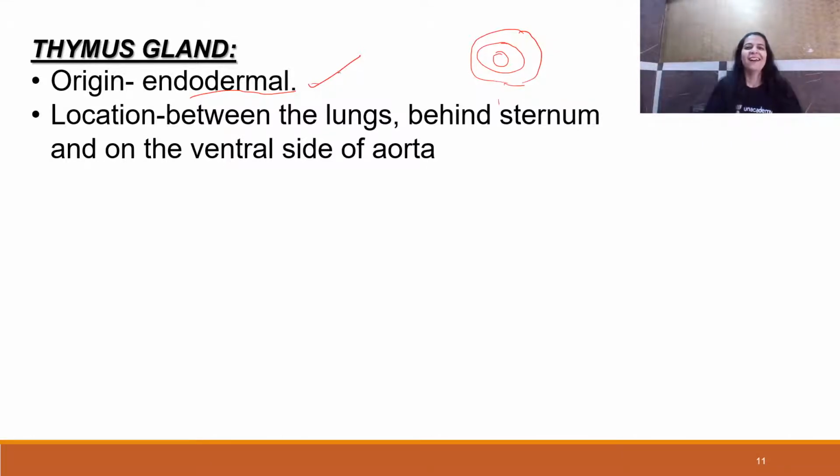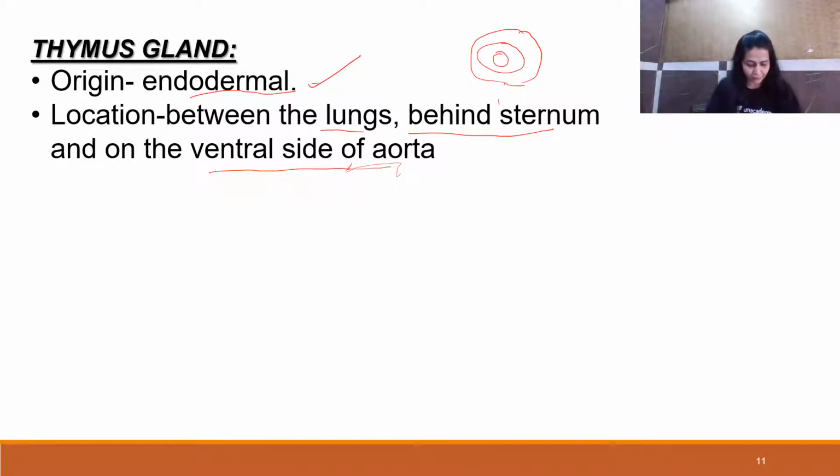Welcome. All right. So thymus is endodermal in origin. Remember that. What is the location of the thymus? Thymus is located between the lungs, behind the sternum, and on the ventral side of the aorta. Thymus is present between the two lungs, behind the sternum. So you have the sternum in front of you. Behind that you have lungs. In between the sternum and lungs, you have the thymus gland. Okay, it's on the ventral side of the aorta.